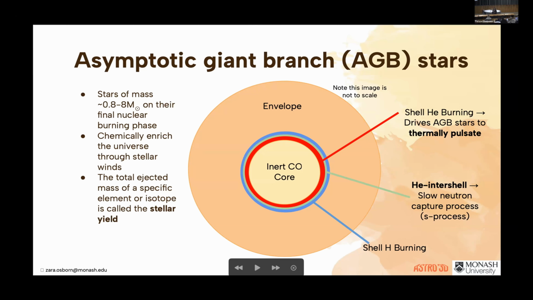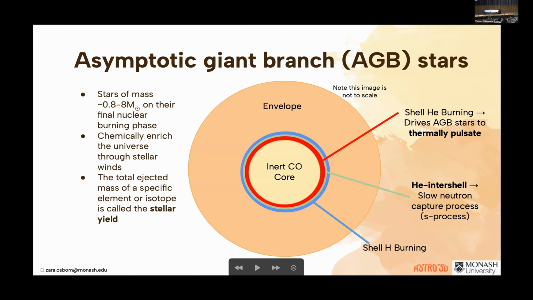Now, as the star thermally pulsates, the stellar structure of the star also changes, and mixing within the star can then transport the products of the S process up to the envelope, up to the surface of the star, where it can be ejected into the interstellar medium. And the total ejected mass of a specific elemental isotope is known as the stellar yield.